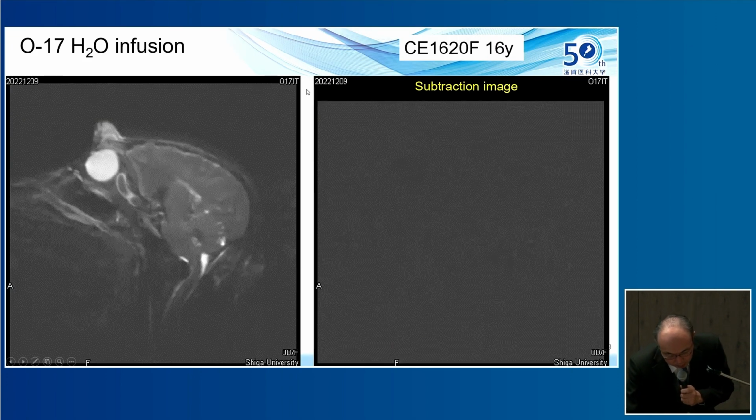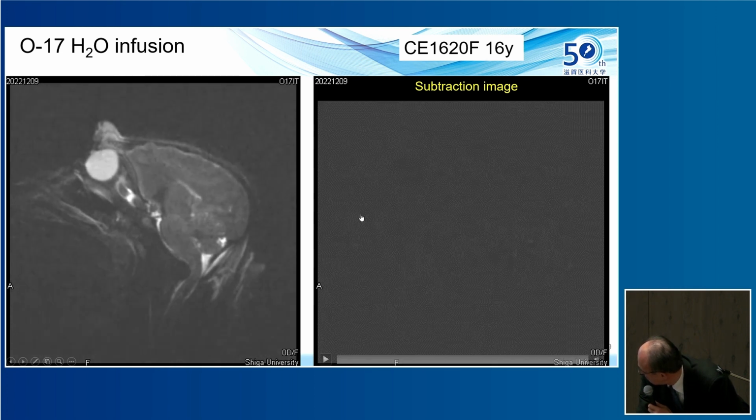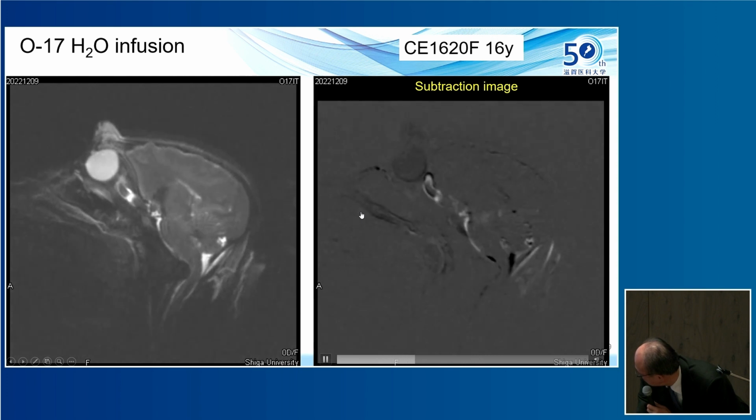This is another case. It is also the same: injecting here, there is a fine drop in signal intensity. And this is a subtraction image.